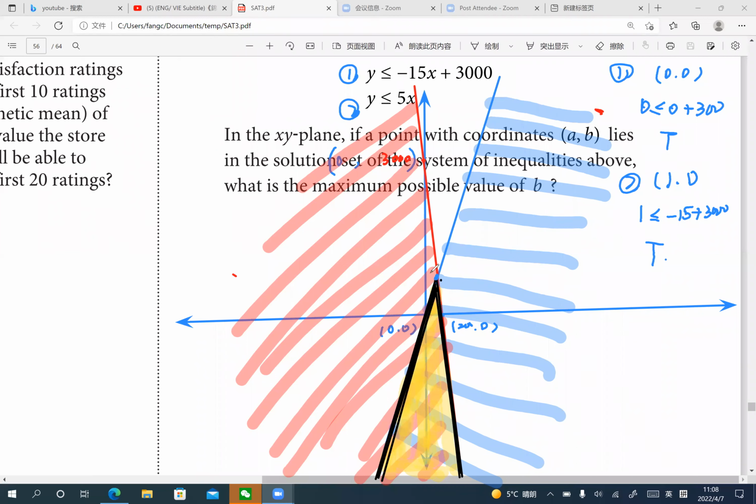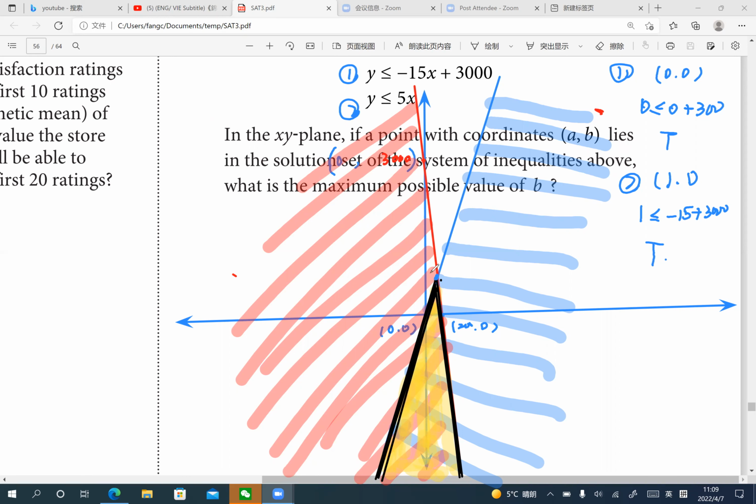The first equation, y is less than or equal to negative 15x plus 3000. And the second equation, y is less than or equal to 5x. In the xy plane, if a point with coordinates a and b lies in the solution set of the system of inequalities, what is the maximum possible value of b? So first we need to find the feasible region defined by those two inequalities.